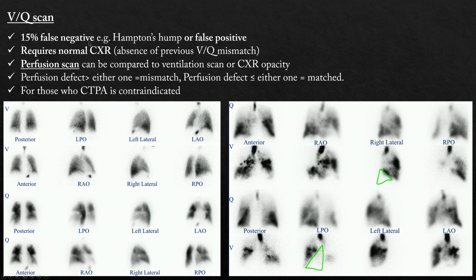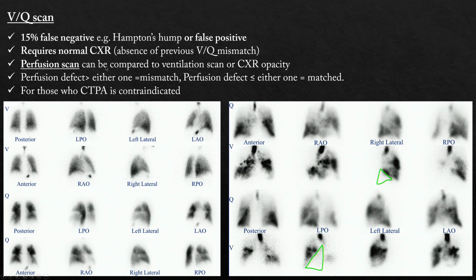Now, usually it requires a normal chest X-ray. Now, why is that? Because you need a high probability that this patient has PE. So if the chest X-ray is abnormal for any reason, for example, COPD or any lung disease, any atelectasis, any problem that affects the ventilation-perfusion mismatch we talked about in the pulmonary principles lectures, this is going to be a problem for the sensitivity of this scan. So a perfusion scan, we usually do two: perfusion and ventilation scan. A perfusion scan can be compared to either the ventilation scan or the chest X-ray opacity.